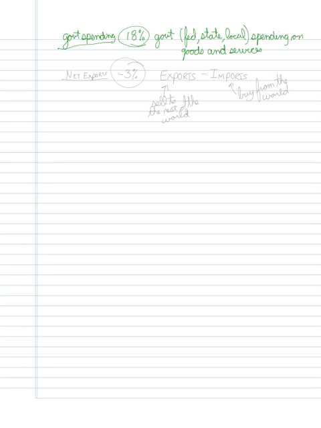And then finally, we have net exports. In the case of the U.S. economy, that's about negative 3%. Here, we are talking about exports minus imports. Exports, that's what we sell to the rest of the world. Imports, that's what we buy from the rest of the world.